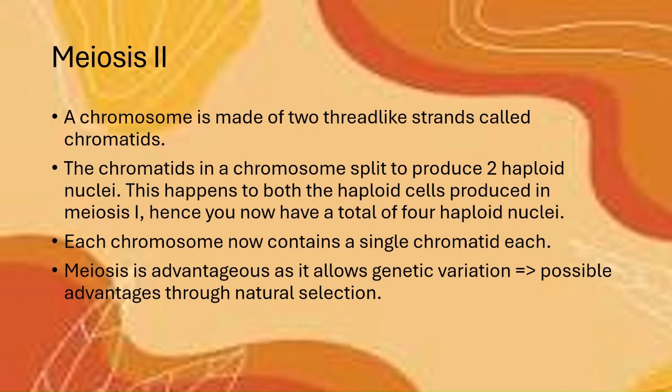So now we're looking at meiosis 2. A chromosome is made of 2 thread-like strands called chromatids. The chromatids in a chromosome split to produce 2 haploid nuclei. And this happens to both the haploid cells produced in meiosis 1. So now you basically have 4 haploid nuclei. It helps to keep track. Each chromosome now contains a single chromatid each.